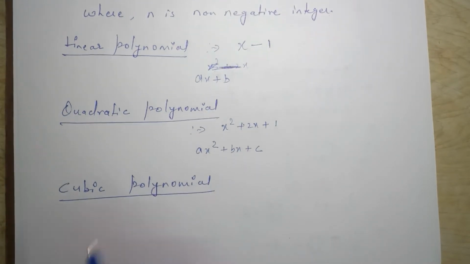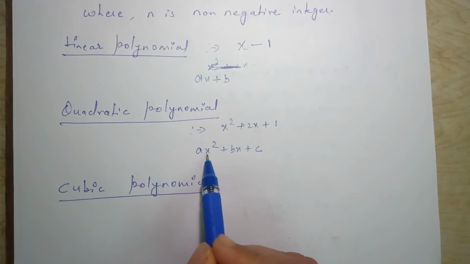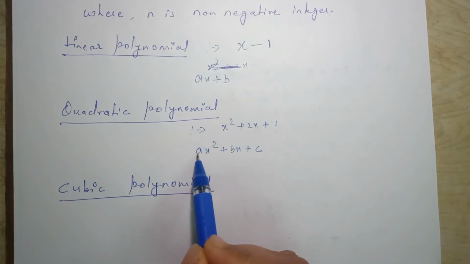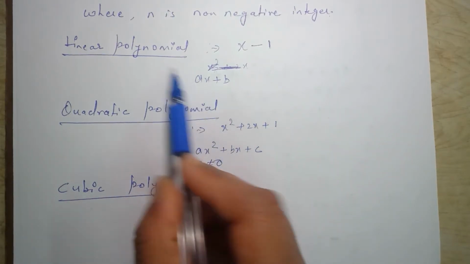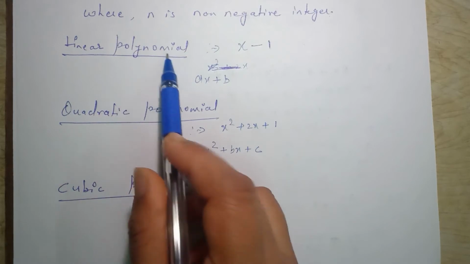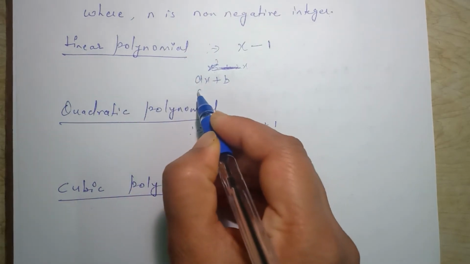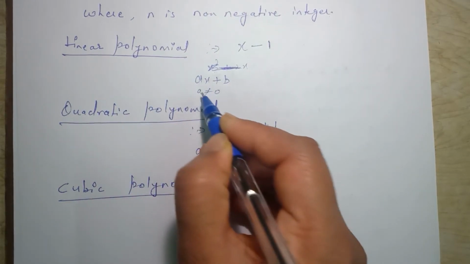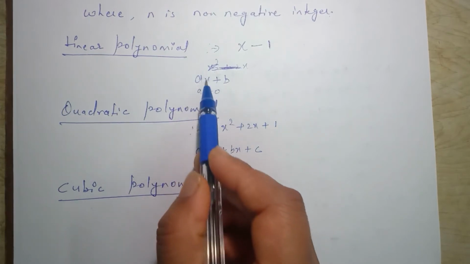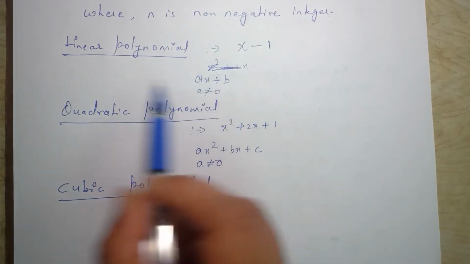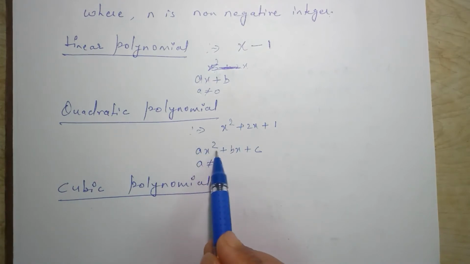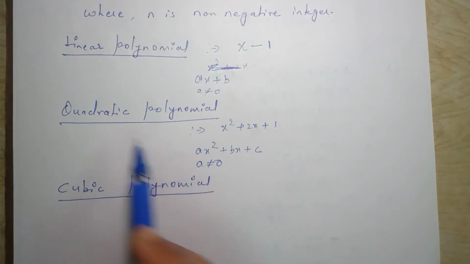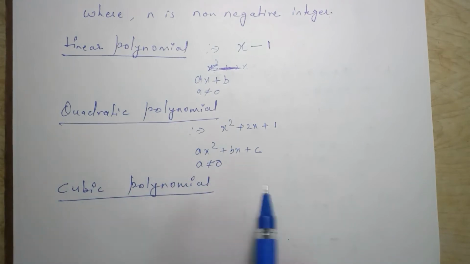Any number can be there, but the coefficient of x square, a, should not be equal to 0. The same case in the linear polynomial, where a should not be equal to 0. If it is 0, then the variable x will be removed and it will not be classified as a linear polynomial. And here also the variable x square will be removed and it will not be classified as a quadratic polynomial.